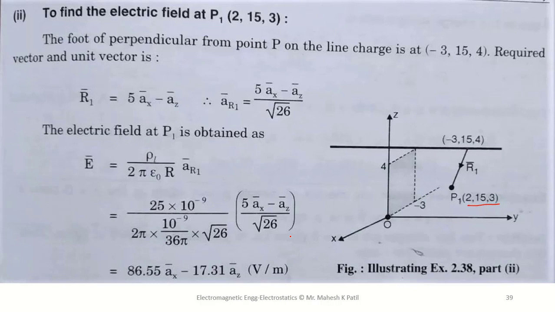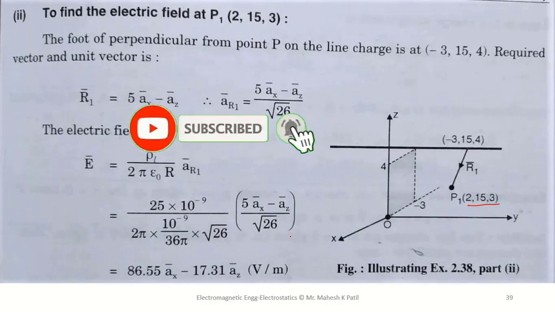So here we'll stop. In the next session we'll see electric field intensity due to surface charge distribution and problems based on that. So for time being we'll stop here.